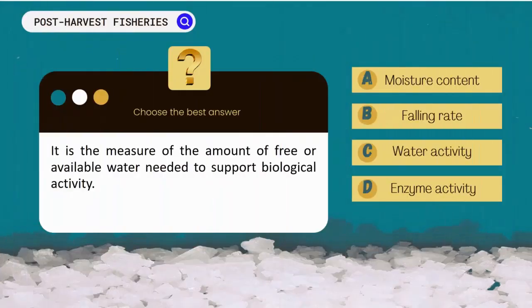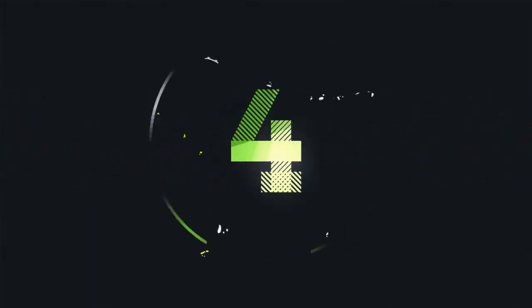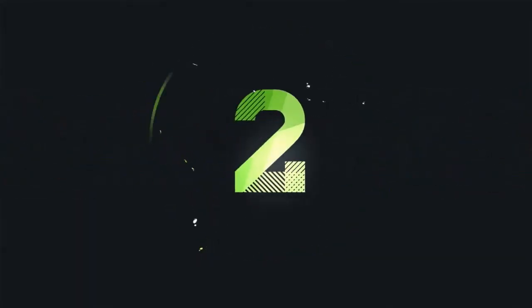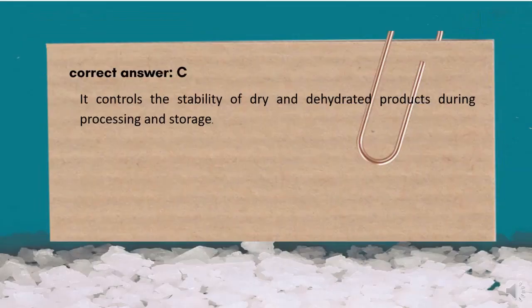It is the measure of the amount of free or available water needed to support biological activity. A. Moisture content. B. Falling rate. C. Water activity. D. Enzyme activity. The correct answer is C. It controls the stability of dry and dehydrated products during processing and storage.